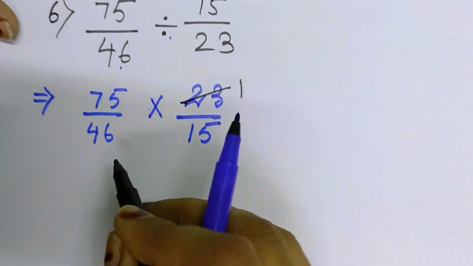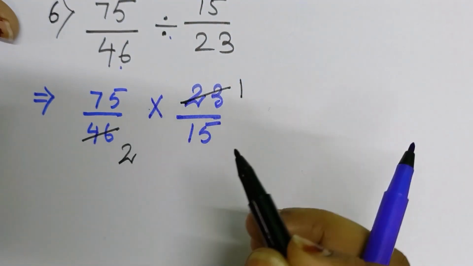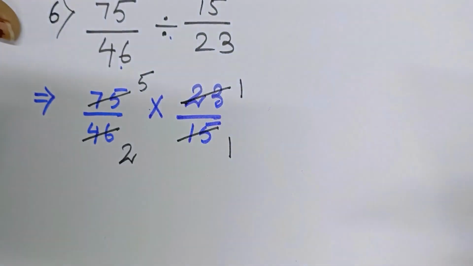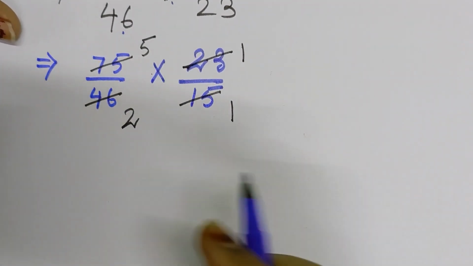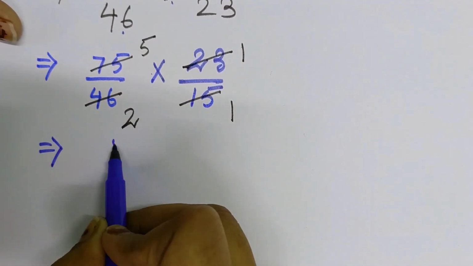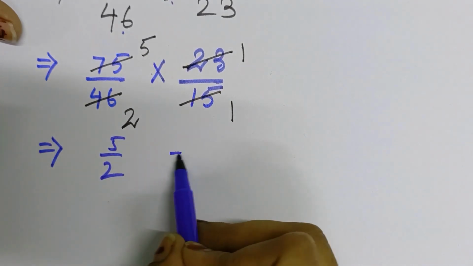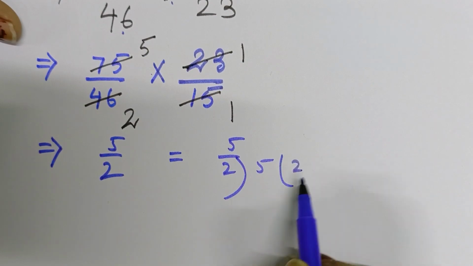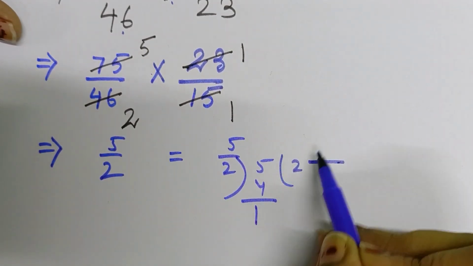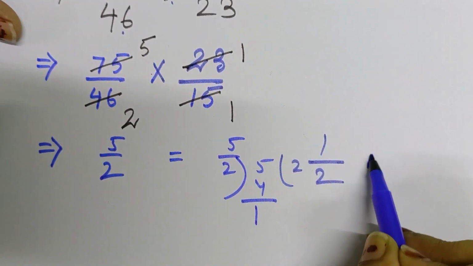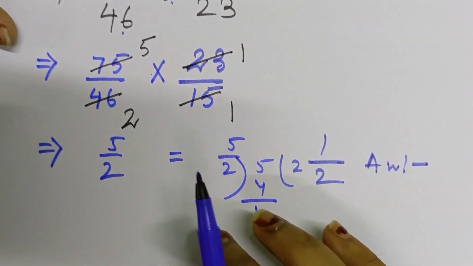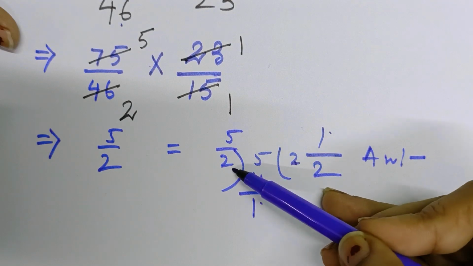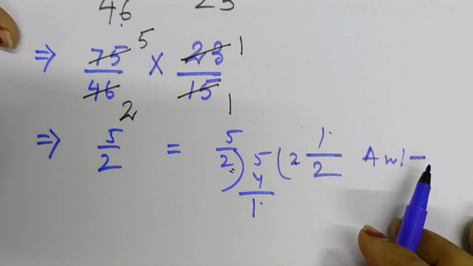Now cut the numbers. 23 1 is 23, 23 2s are 46, 15 1 is 15, 15 5s are 75. So what we got? We got 5 by 2. And you can see this is improper in nature, so just divide this. 2 2s are 4, remainder 1. So 2 1 by 2. So this will be our answer. Okay, so 2 remainder will go up and then this 2 will come down. So this is our answer.